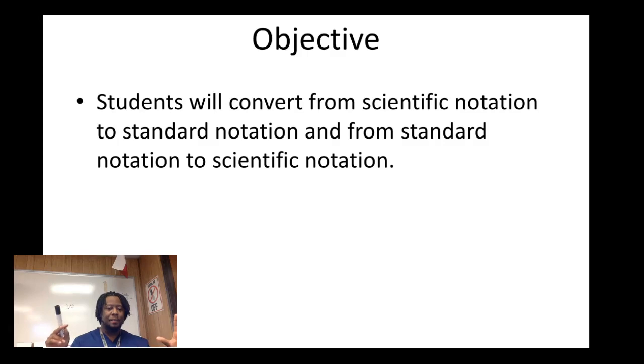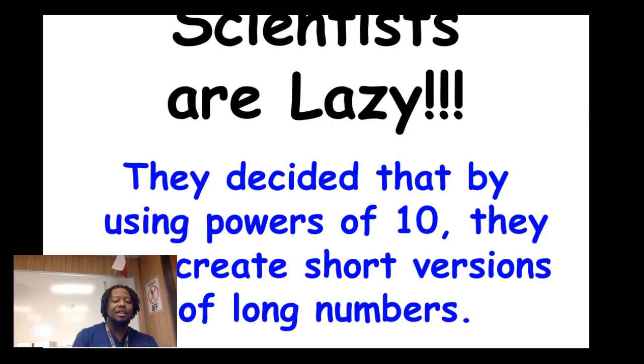Our objective for today is that you will convert from scientific notation to standard notation and from standard notation to scientific notation, all right? Now, scientific notation, what is it? Scientific notation is basically a way of rewriting numbers. The reality of the matter is this, ladies and gentlemen: scientists are not lazy. Take the distance from the Earth to the sun. That's a really big number if you count it in miles. Scientists come up with a way to rewrite that number that's small and manageable so they don't have to type a lot of zeros at the end of a number. And that's basically what scientific notation is.